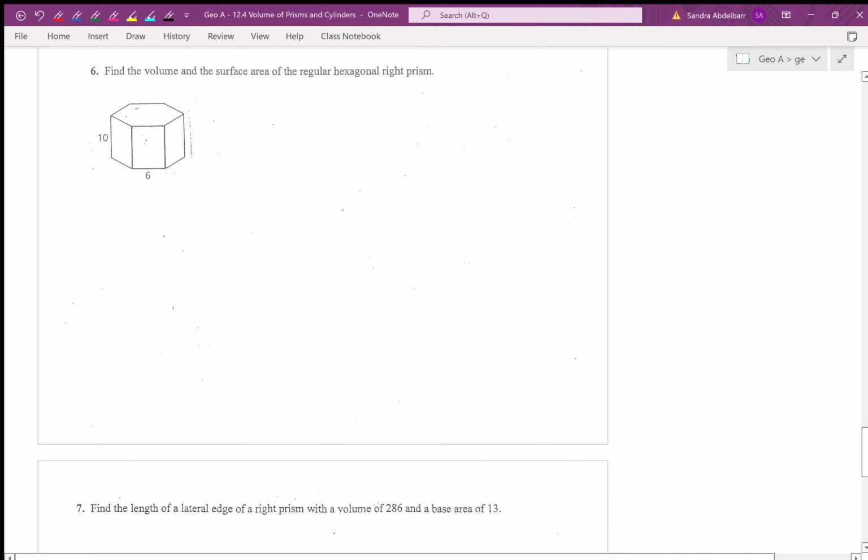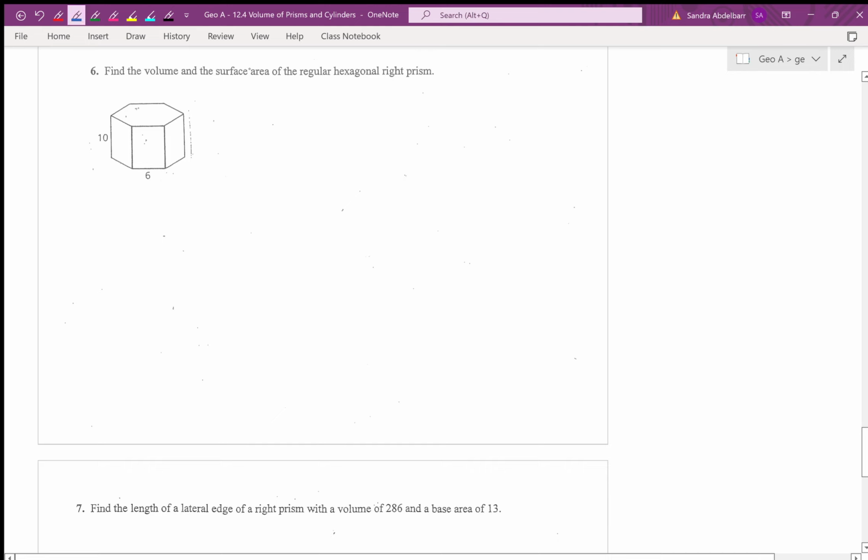Okay, so if this was surface area, oh, what a pain it would be, right? Like, okay, we're painting the rectangles. We're painting the top hexagon. We're painting the bottom hexagon, right? There would be so much involved. But we're not painting. We're not finding surface area. We're finding volume.